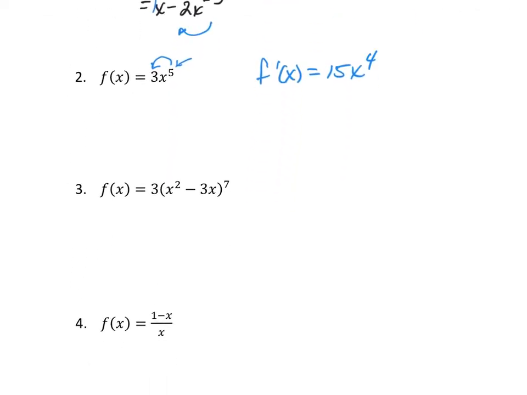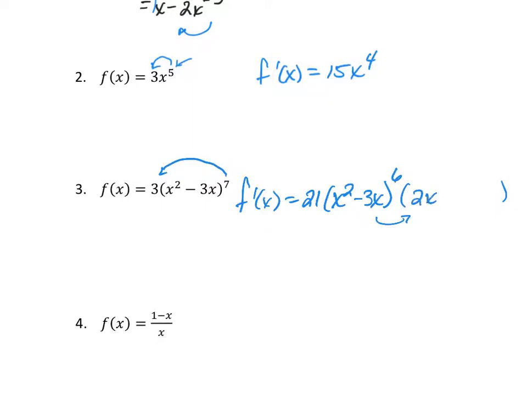For the next one now, we need a chain rule for this guy, and so I'm going to write this here again. We bring the 7 down, multiply it by the 3 to get a 21. We keep what's inside, subtract 1 from the exponent, and then we need to chain rule out the derivative of what's inside.